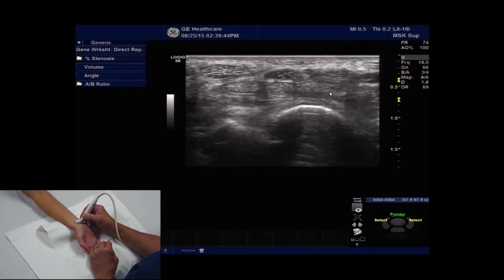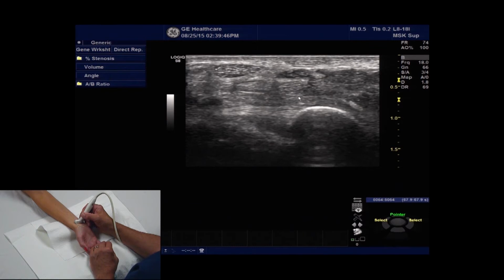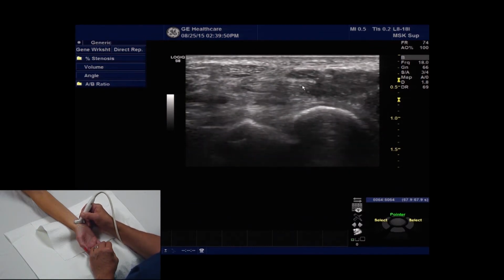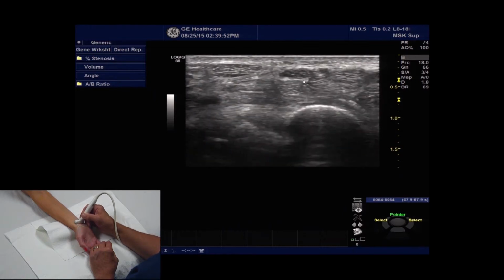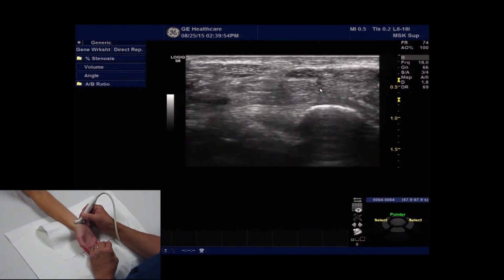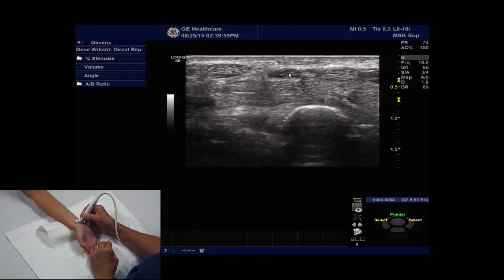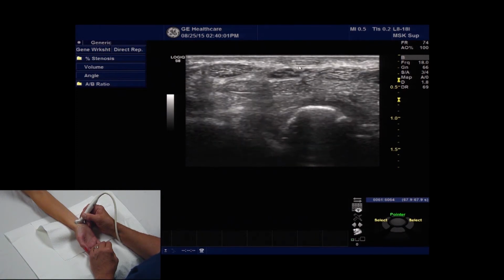Now let's identify the median nerve in the flexor bundle. As I rock my transducer back and forth, you'll see the tendon structure get black and bright, but superficial to the tendons, an ovoid-shaped structure with black holes or fascicles in it is the area of the median nerve.